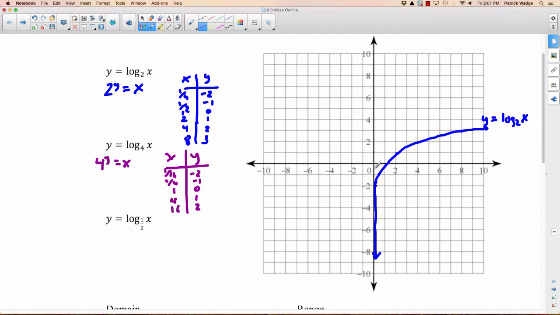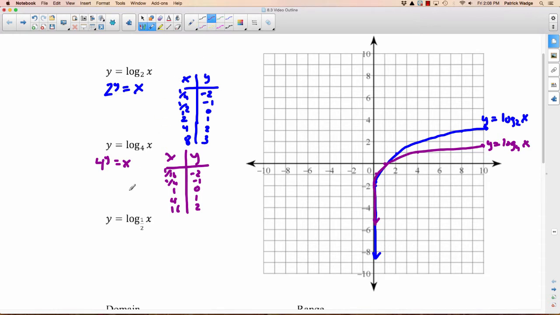So we have 1/16 and -2. This is really, really close to the y-axis. And then we have 1/4 and -1, so it should be on the left-hand side of the blue one. Then 1, 0, just like before. 4, 1. And 16, 2 is way out there, so it goes something like this, and again down like that. So this one is y equals the base 4 logarithm of x.